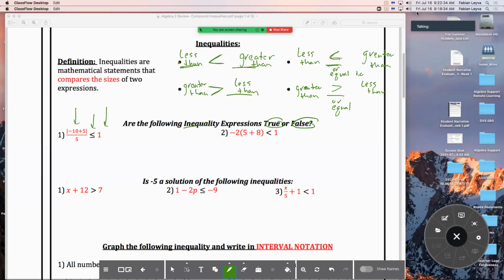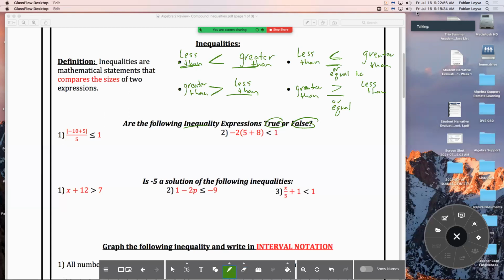According to this symbol, the left side is greater than or equal to the right side, and it's your job to make sure if this statement is true or false. Now, how in the world do we do that? Well, I know I have a left side. Let's figure out what the left side is telling me. I notice I have the absolute value of negative 10 plus 5. Remember, we worked on simplifying these expressions in our last class.